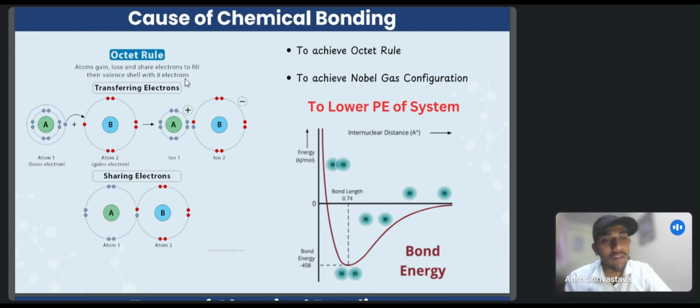So, in essence, bonding happens because atoms want to achieve the octet rule or a noble gas configuration for stability, and also they aim to lower their potential energy, creating a more stable system.